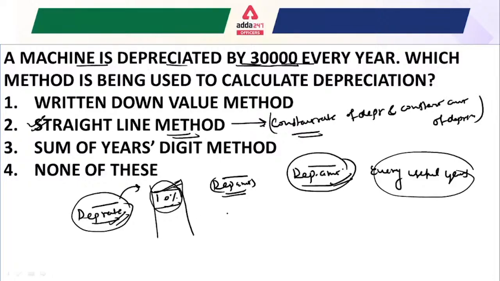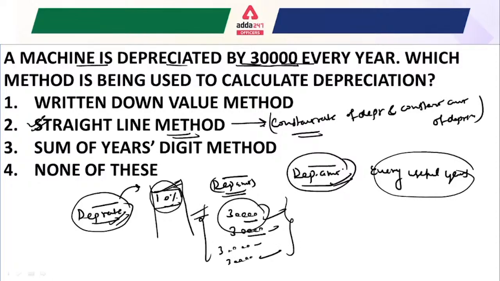So for the first year, if I say 30,000 rupees is depreciated, it would be the same every year. Suppose the machine's useful life is 5 years. So 30,000 for the first year, 30,000 for the second year, 30,000 for the third year, 30,000 for the fourth year. This is the basic thing to understand here: if the machine is depreciated every year with the same value, it is related to the straight line method. I hope it is now clear for everyone.